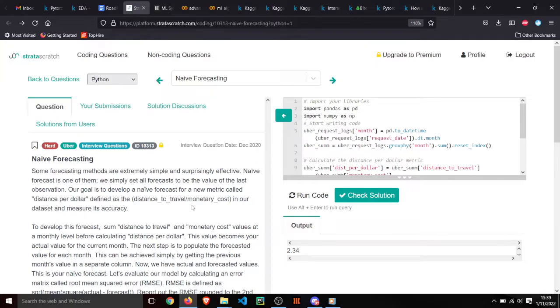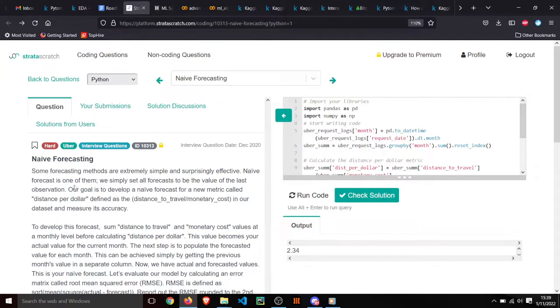So today we're gonna do an Uber data science Python interview question that's a hard difficulty level. So let's get straight into it.